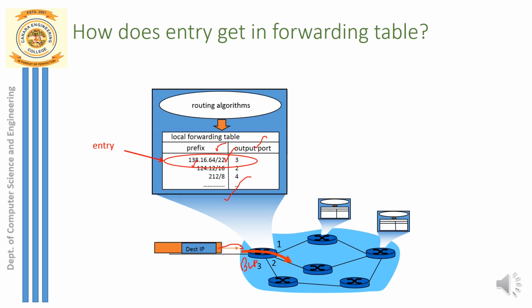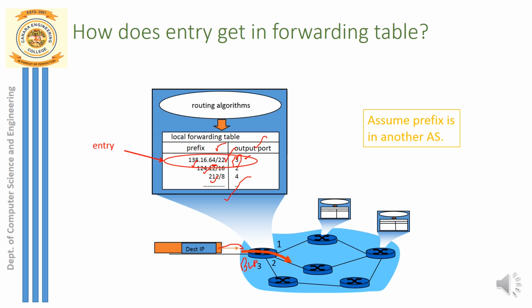The first one is 138.16.64/22, the second one is 124.12/16, and then 212./8. These are the three different subnet addresses, or prefixes, and you can see the different outgoing ports over here. If the destination address has a prefix of this first type, then it must go through outgoing port 3, and through this outgoing port 3 it will reach the destination.